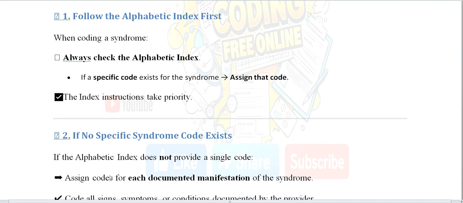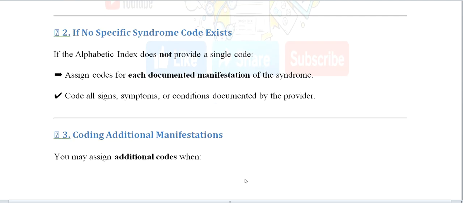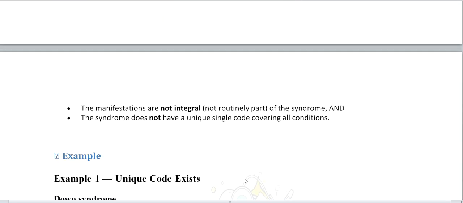The index instruction takes priority. If no specific syndrome code exists and the alphabetic index does not provide a single code, assign a code for each documented manifestation of the syndrome. So, code all signs, symptoms, or conditions documented by the provider. Coding additional manifestations: you may assign additional codes when the manifestations are not integral or routinely part of the syndrome, and the syndrome does not have a unique single code covering all conditions.